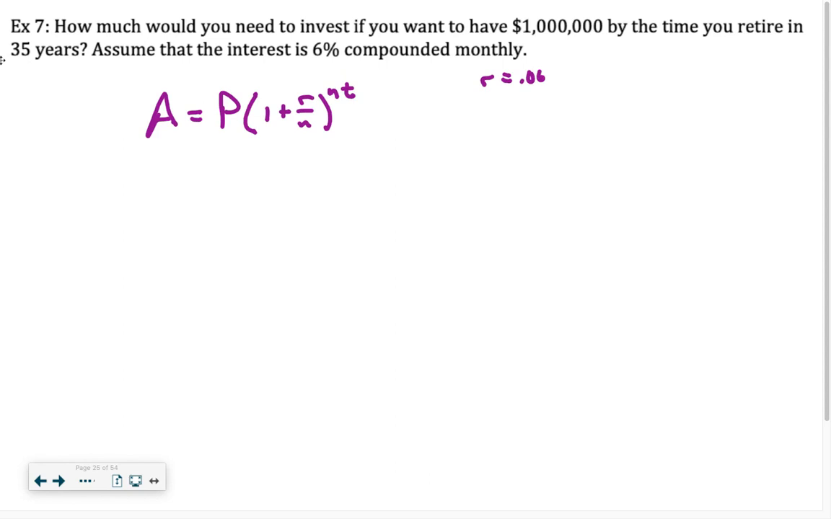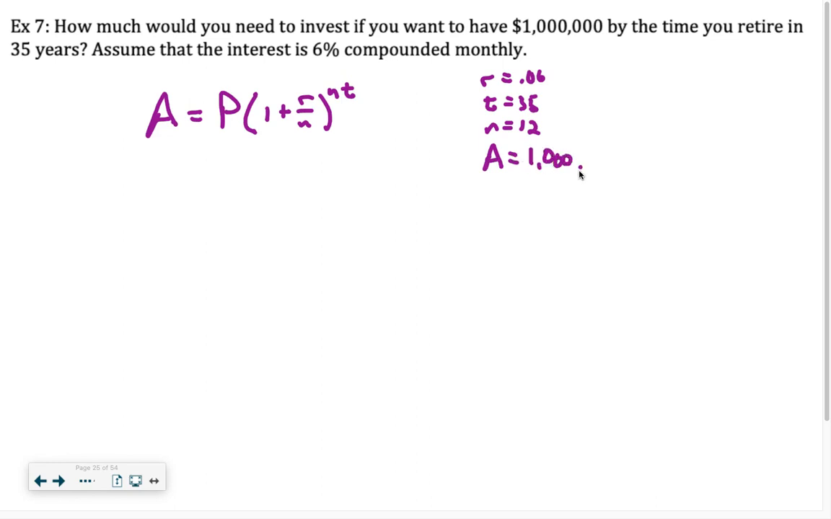I know that my time in years is 35, so T is 35. And I know that this is compounded monthly, so that means that my N value, the number of times per year that this is compounded, is 12. And now this $1 million, that's what I want my final amount to be. That's what my A is going to be. So in this case, I'm solving for P, the principal amount.